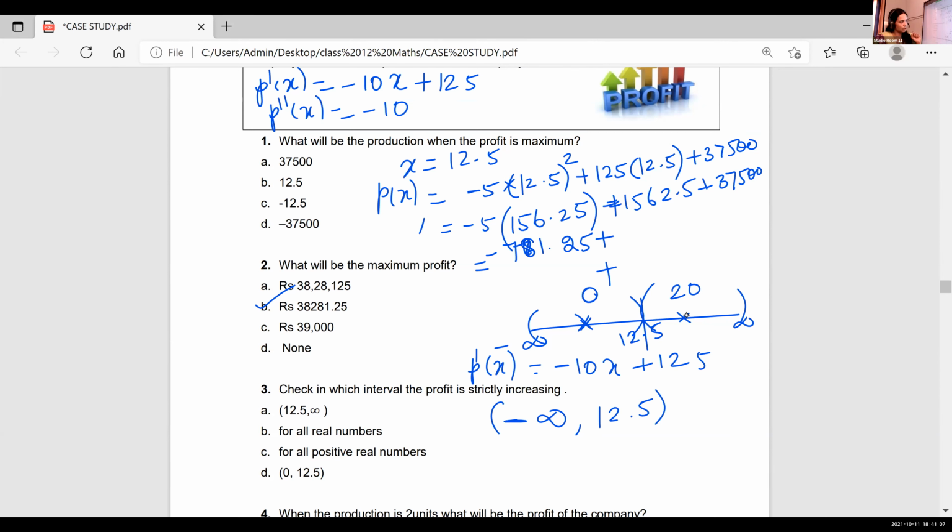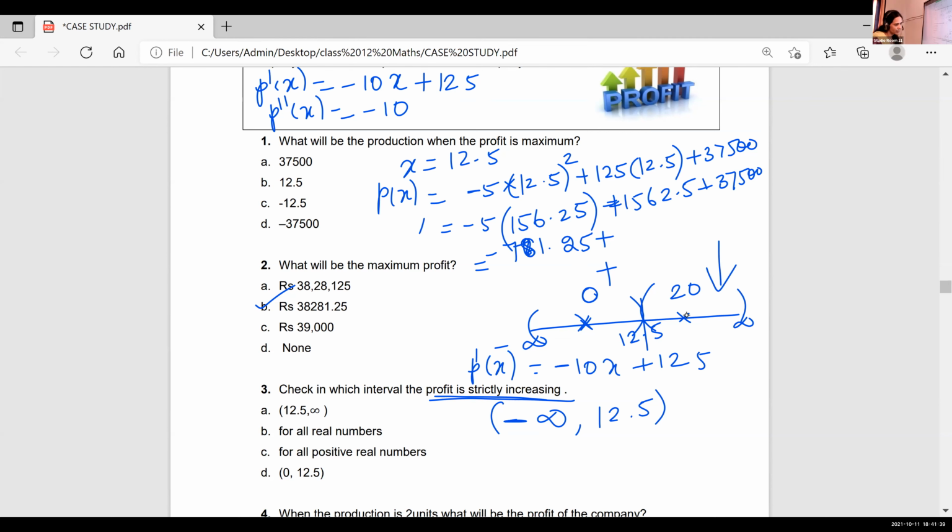Suppose we consider the value 20. Now what happens? What is minus 10 into 20? It is minus 200 plus 125. Is it positive or negative? We are subtracting from negative 200, so it is negative. So in this interval, it is decreasing. The question is about strictly increasing. So the option will be from minus infinity to 12.5. But look at that, the option is not given.